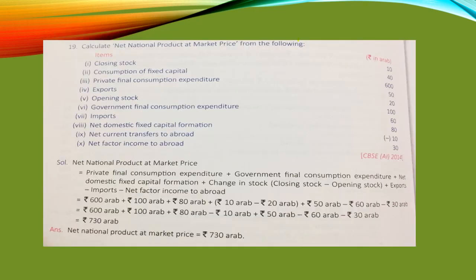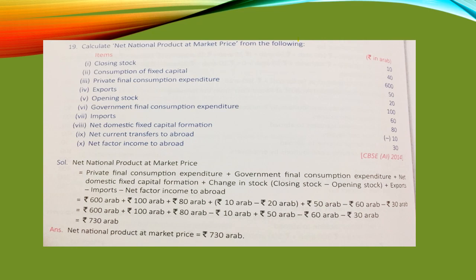Now in this question, again we have to calculate NNP MP this time, not NNP FC. So the items will be private final consumption expenditure plus government final consumption expenditure. Now in this question, net domestic fixed capital formation is given. So we will convert this net domestic fixed capital formation into gross domestic fixed capital formation by adding depreciation.